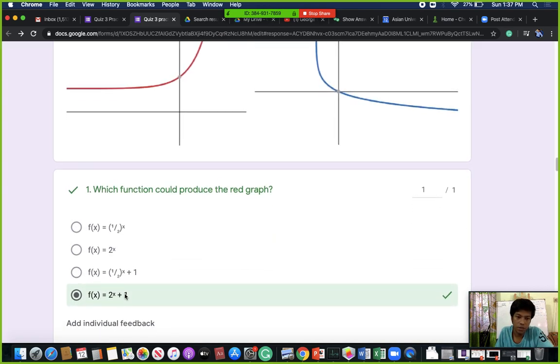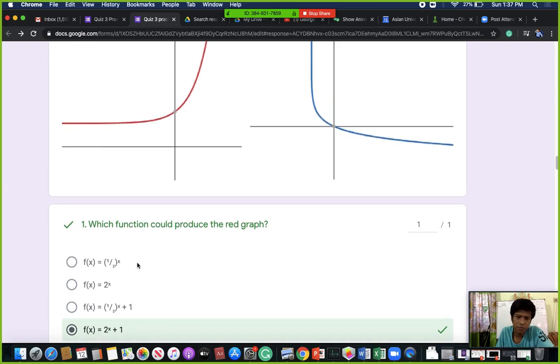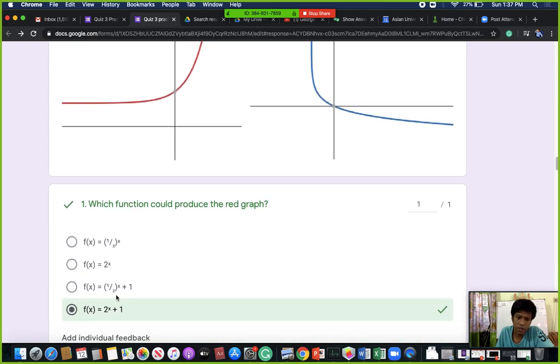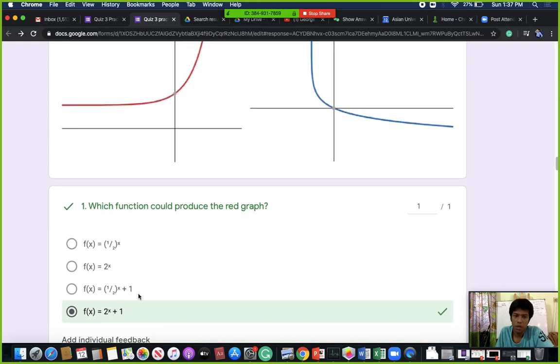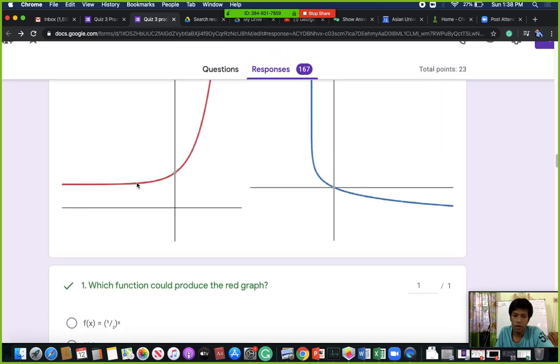And in this graph, this is 2 to the power x plus 1, and this is 1 by 2 to the power x plus 1. So these two options are the candidates for this red graph, because here it is plus 1, here it is plus 1. So the graph moved maybe plus 1 unit up. Now see, which one is correct? Is it 1 by 2 to the power x or 2 to the power x? The reason this one is correct is that this is the positive 2 to the power x graph.